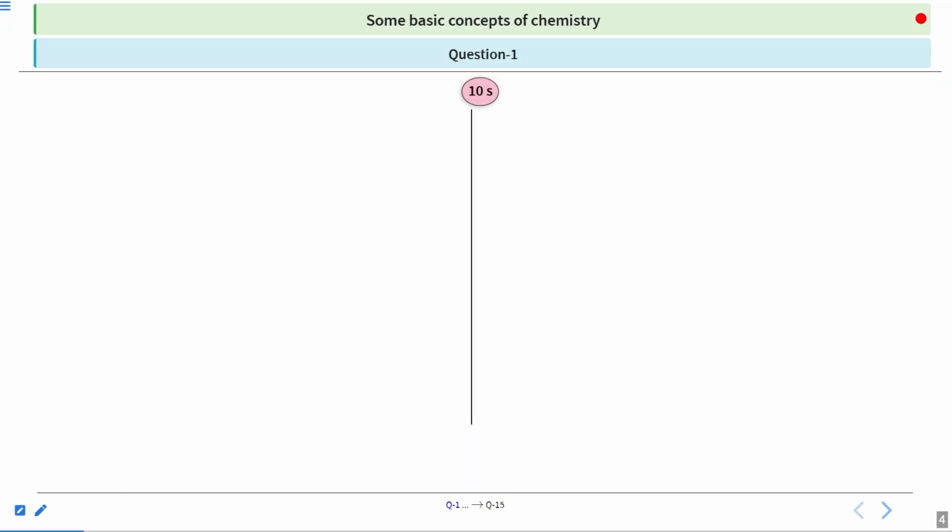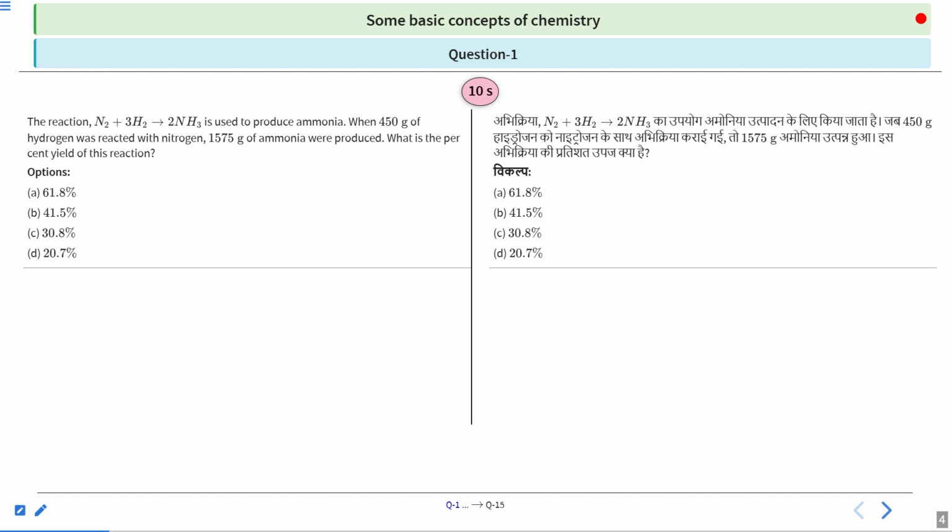So question number one says that the reaction of N2 plus 3H2 gives us 2NH3, which is used for preparation of ammonia. When 450 gram of hydrogen was reacted with nitrogen, 1575 grams of ammonia were produced. What is the percentage yield of the reaction? Options are A 61.8%, B 41.5%, C 30.8%, and D 20.7%. You have 10 seconds to solve this question. Your time starts now.